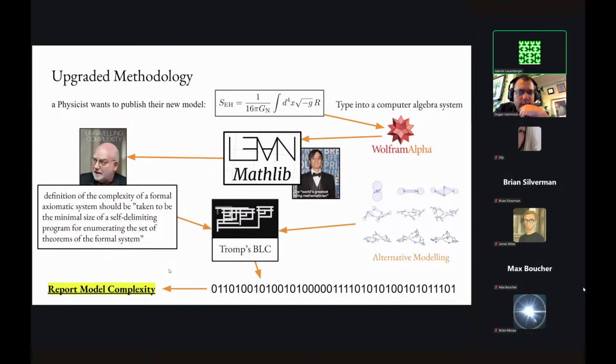Alternatively, if you have something like what the Wolfram Institute is doing, like these Wolfram hypergraph rewriting models, you don't have to go through all of these mathematical steps in between. You could just directly compile it down into lambda calculus, get the binary code, and report the model complexity like that. Is it fair if you skip this? Because that allows you to have much simpler models, right? If you can skip all these intermediate steps.